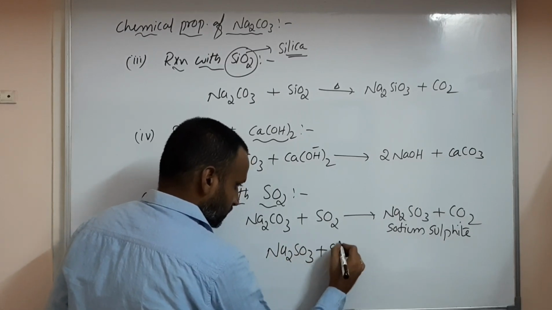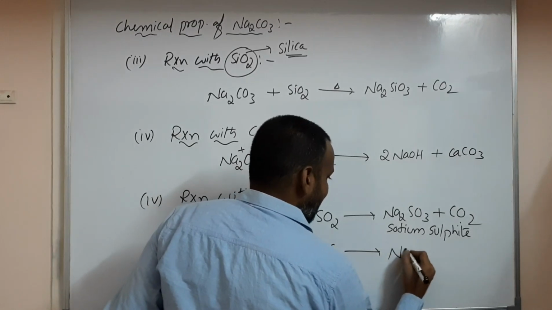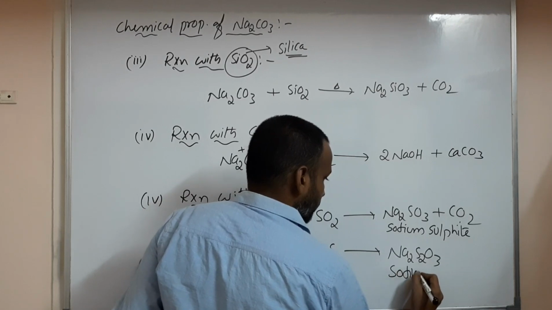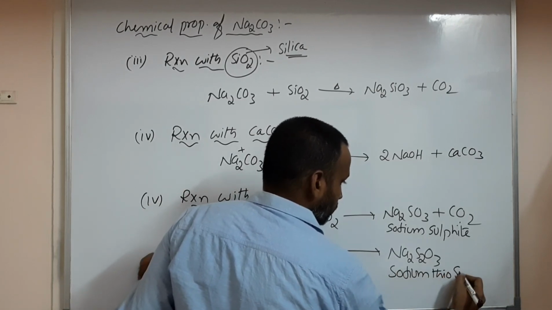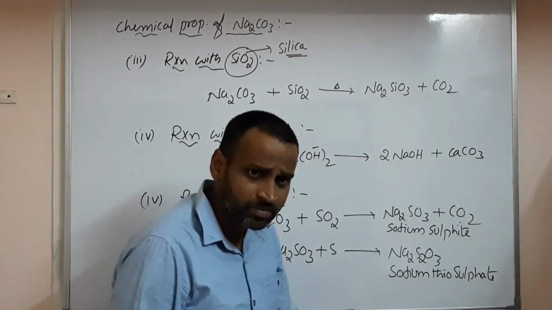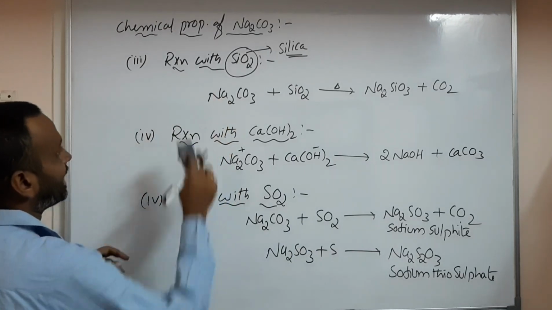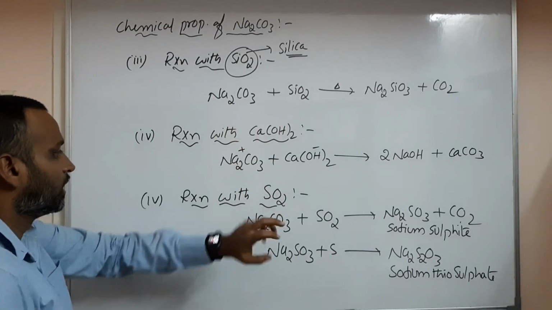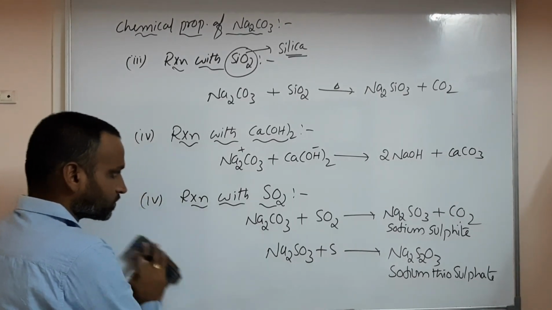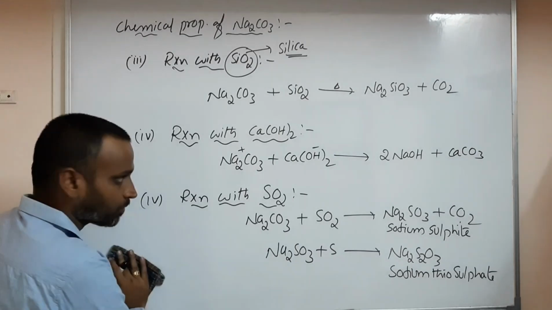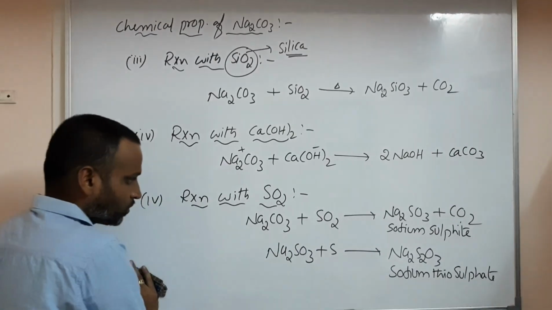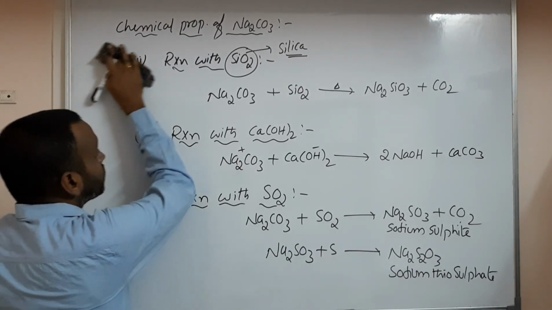Na2SO3 with sulfur, then you will get Na2S2O3. What is this? Sodium thiosulfate. This is reaction with SiO2, reaction with calcium hydroxide, reaction with sulfur dioxide. Hope you understood all these things. Please write down. And one more last and final chemical property, then sodium carbonate will also finish. So hope you have written till here. Those notes are also very important.